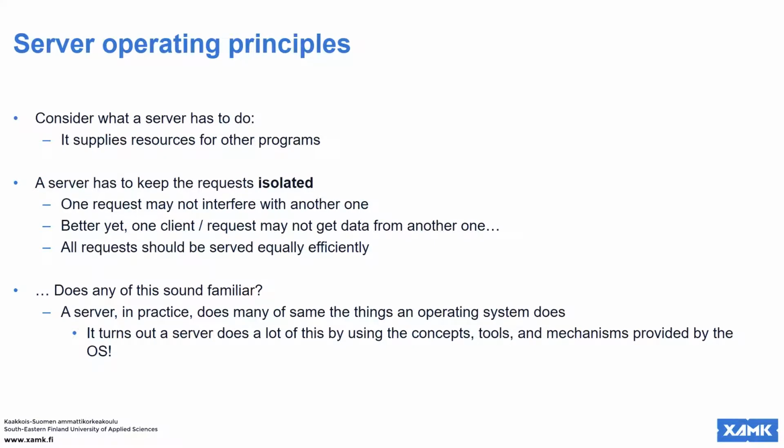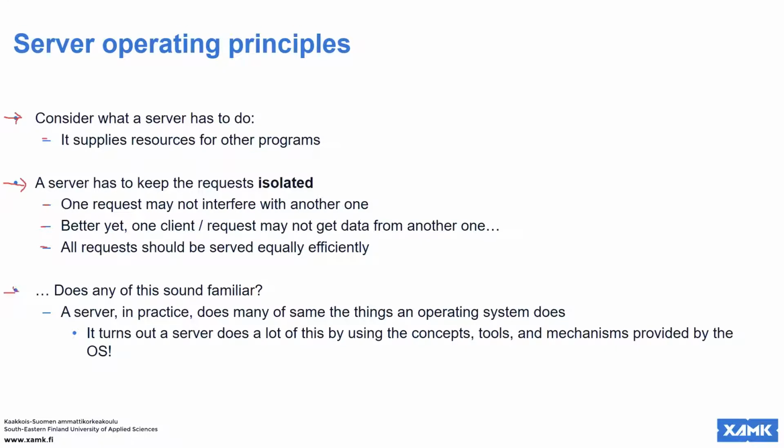Now, if we consider how a server can actually do that, so how does a server supply resources for other computers, other programs? A server probably wants to keep all of these requests isolated from each other, because one request may not or should not interfere with others. And better yet, this one request or one client should not get any data from other requests. And all of these requests should be served with equal efficiency.